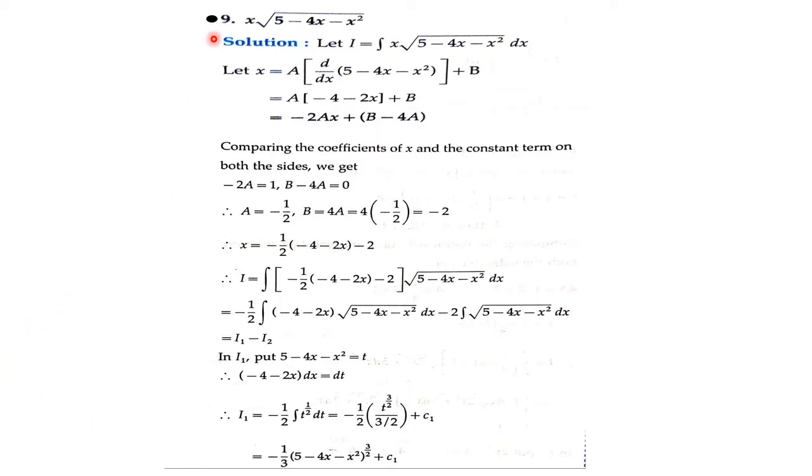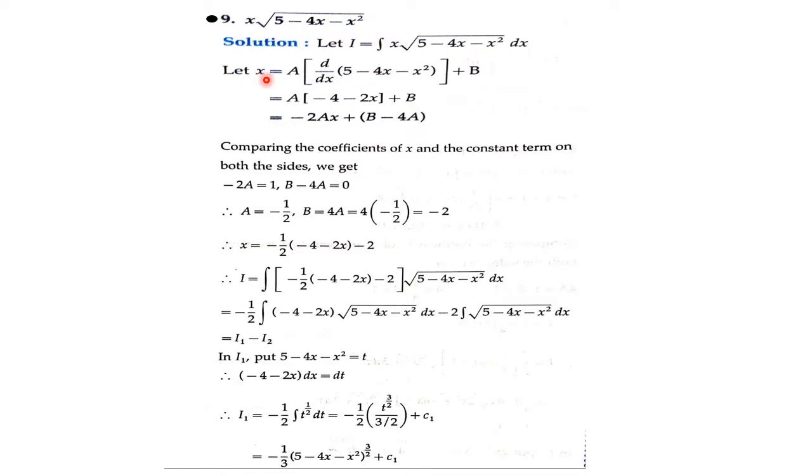And our integral becomes this, plus c. Now let us have one more example: integration of x into root 5 minus 4x minus x square. So I is equal to the integral of x into root of 5 minus 4x minus x square dx. Therefore here the linear factor is x only.